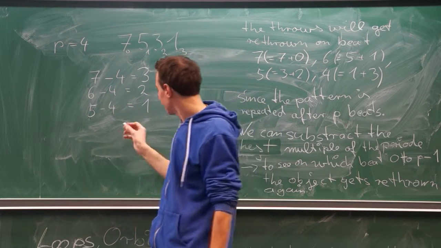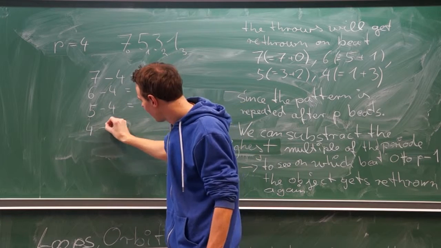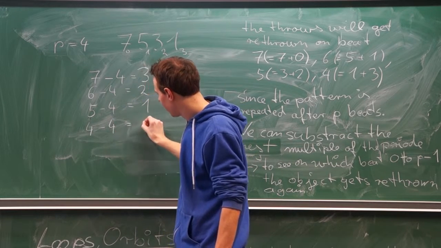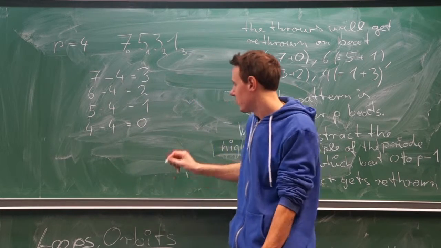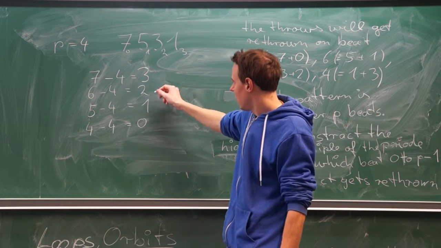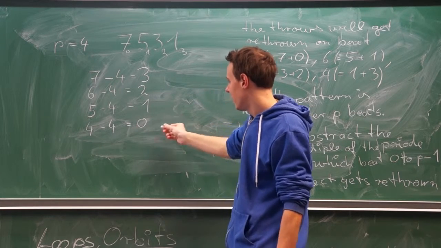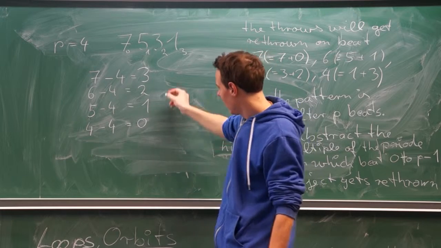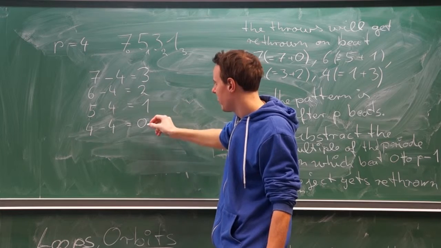And the last thing we got is 4. And this 4 we subtract 4, and we end up with the result 0. Okay? And this is interesting because our result does not contain a 4 anymore, because when we have a 4 we can subtract 4 and end up with 0. So when we do this we always end up with numbers that are lower than the period.